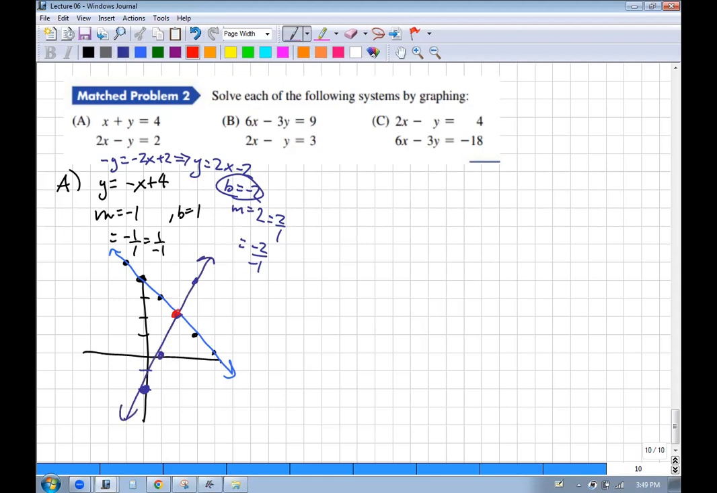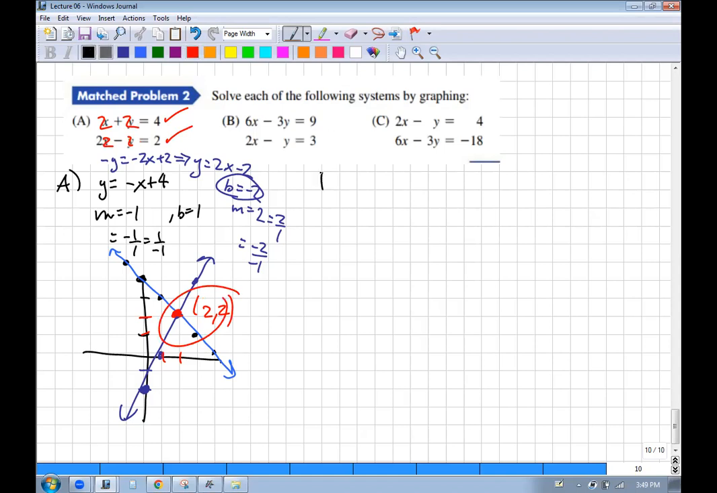So this point right here, which looks like (1, 2), should be the point that satisfies both of these. Let's check. 2 plus 2 equals 4, right? 2 times 2 is 4, minus 2 is 2. So yeah, that's it.